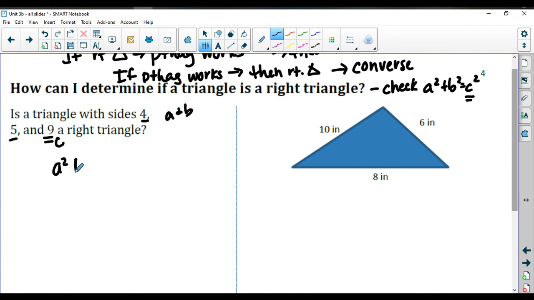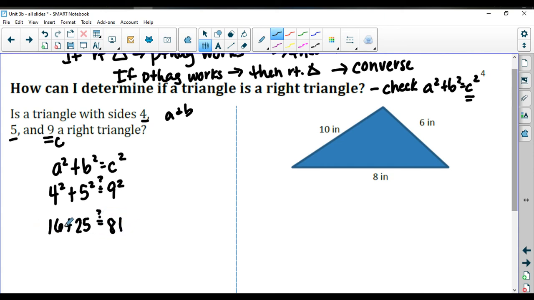So I'm going to first write out my formula. a squared plus b squared equals c squared. I'm going to plug in the 4 for a, the 5 for b, and then my 9 has to go in for c because it's the longest side. I'll put a little question mark over top of my equal sign because I don't know if this is going to work. 4 squared is 16, 5 squared is 25, and 9 squared is 81. If I add together 16 plus 25, you'll notice I only get 41. And does 41 equal 81? No. So since it is not equal, this is not a right triangle.